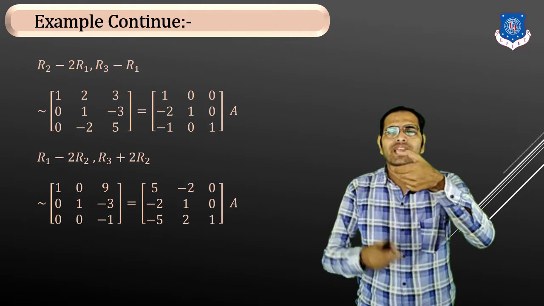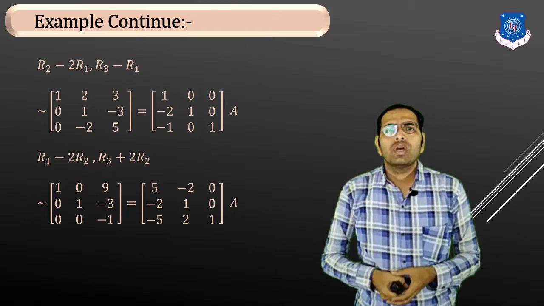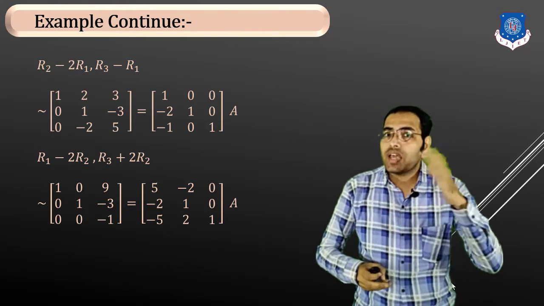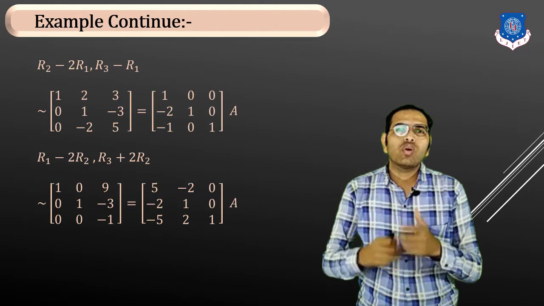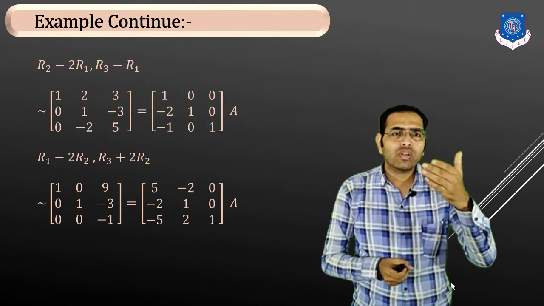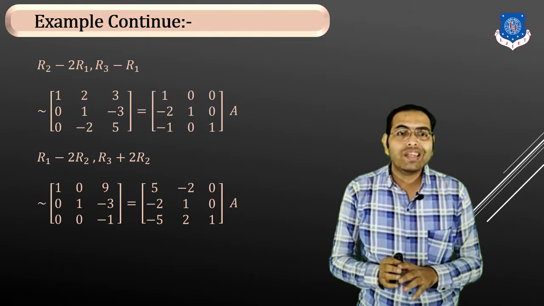Now in the second row, the first non-zero element is 1. With the help of that leading element, we make the entries below and above it 0. It is not necessary to do it together. First we apply the row equivalent form, then after that the reduced row equivalent form. You can apply both operations together as you like.